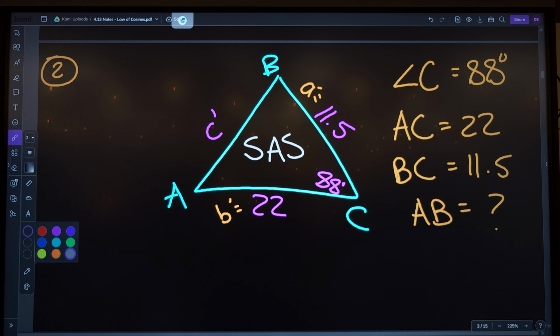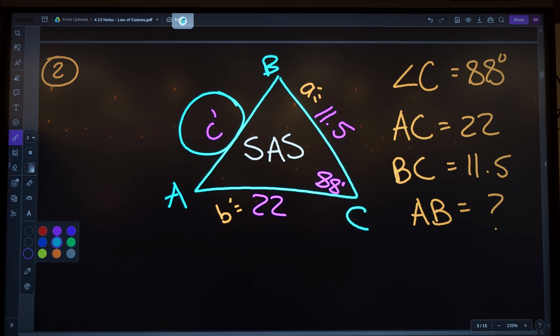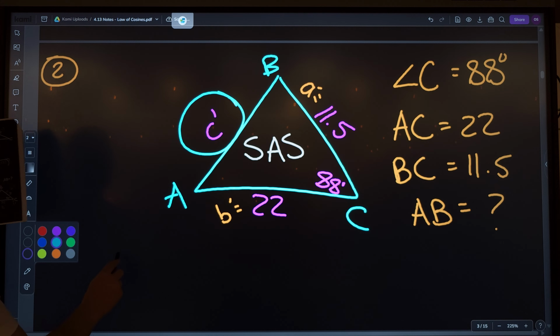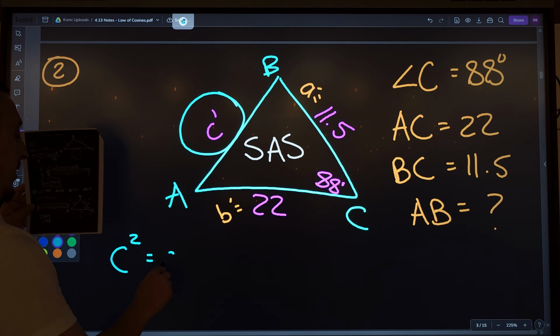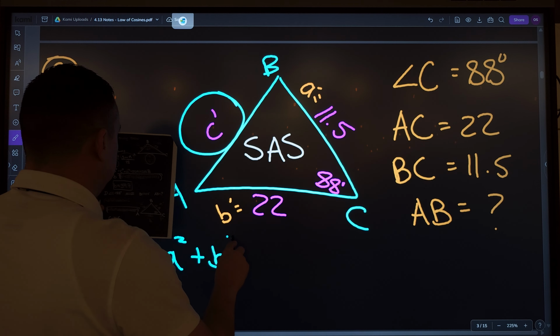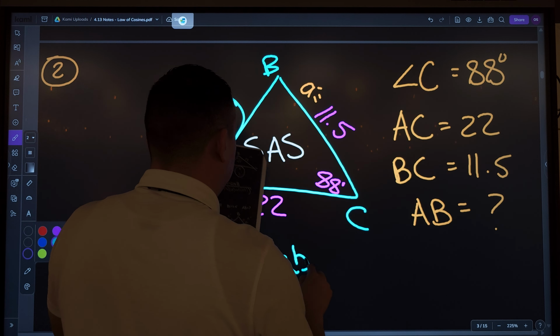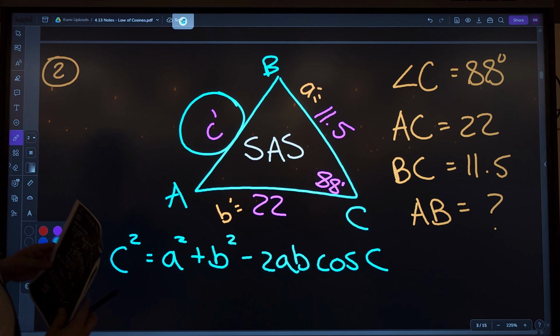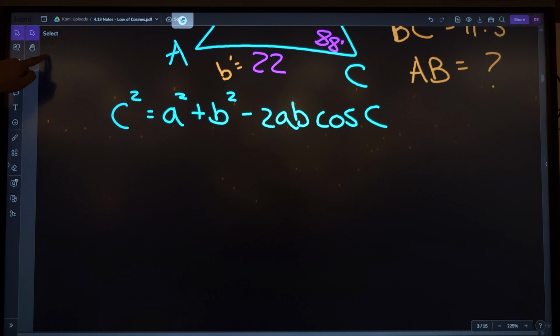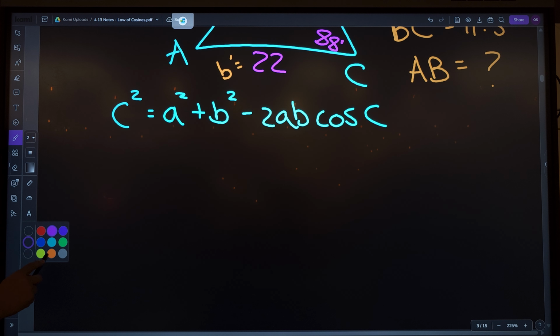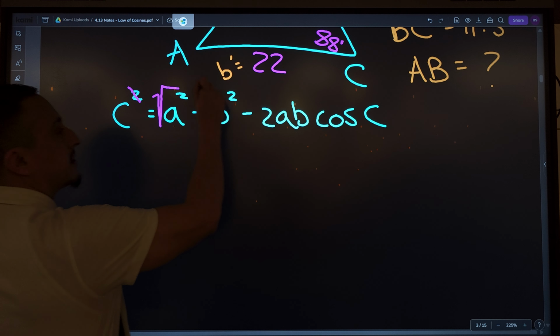Okay. And so what we want is A to B, so side C. So that means you use the C formula, the bottom one out of the three. Okay. So I'm going to write it for you, or you can just look a little bit above on your notes. It's C squared equals A squared plus B squared minus 2AB cosine C. There's a formula, but remember you have to do the square root to get rid of that square.